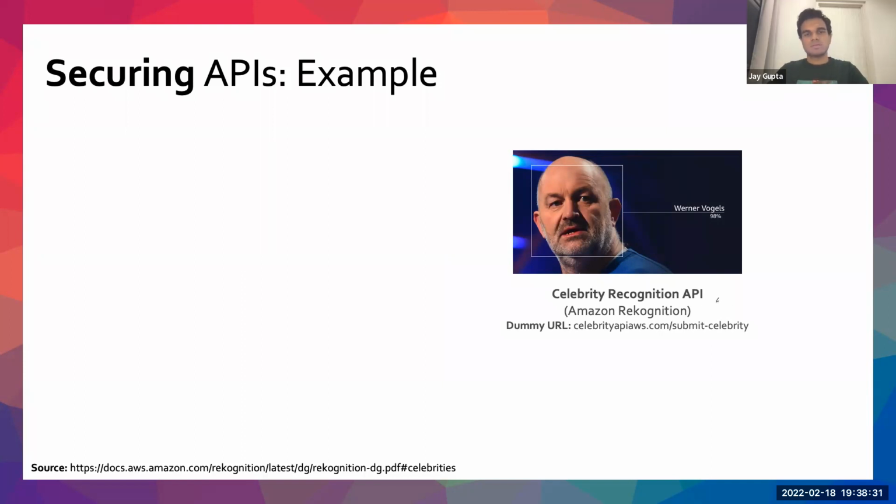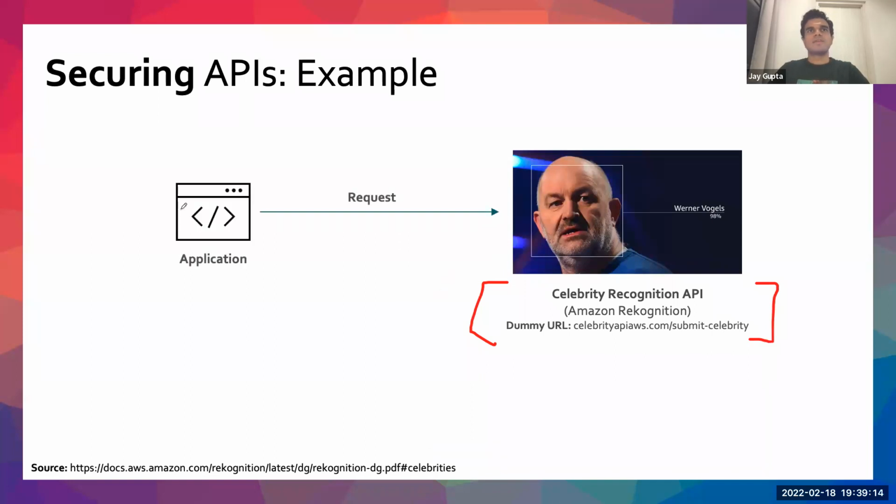AWS is a company that provides us with a lot of APIs. One of their APIs is called Celebrity Recognition API. What it basically does is that you can send in an image of anyone, and then the API will identify the person in the image if they're a celebrity or not. In this case, the API is able to identify this person with this probability, and it will return you the text response that the name of the person is this. So this API is basically used to recognize celebrities from images.